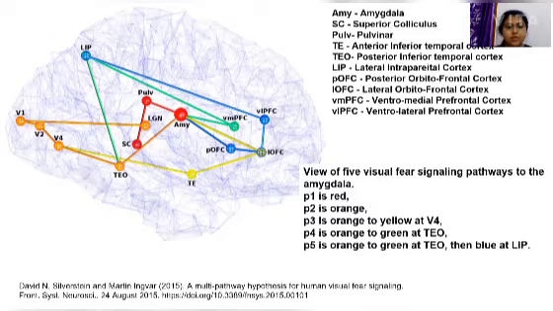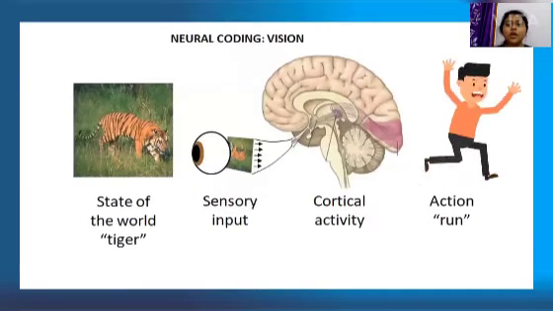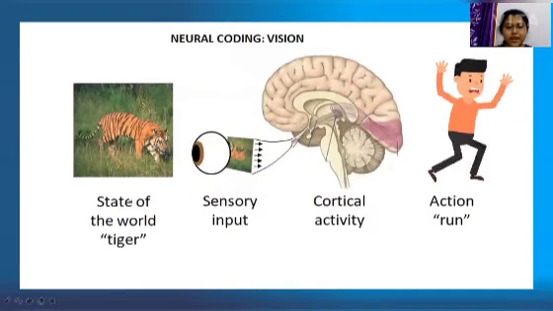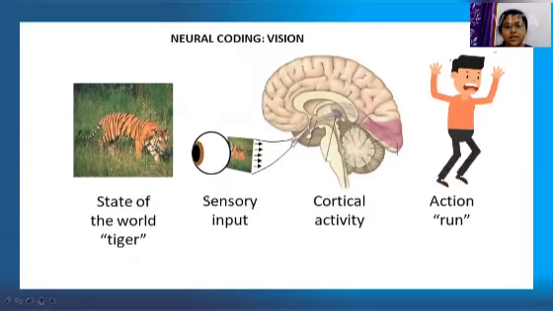the amygdala. The other two paths start from the posterior inferior temporal cortex and go via the lateral intraparietal cortex, and one path from here goes to the amygdala via the ventromedial prefrontal cortex, and another path goes through the ventrolateral prefrontal cortex, lateral orbitofrontal cortex, and the posterior orbitofrontal cortex to the amygdala.